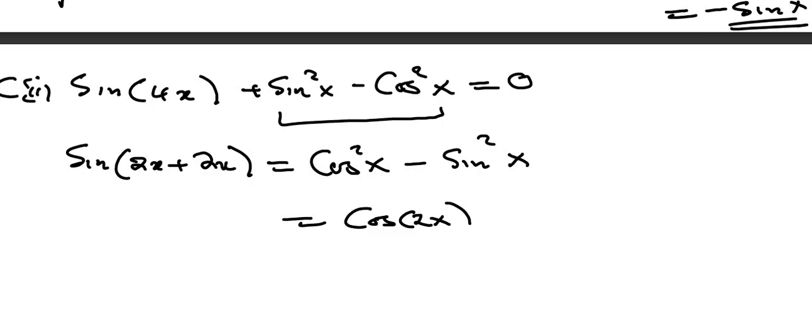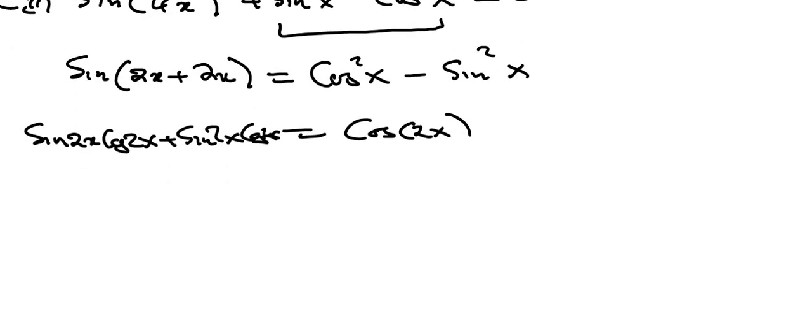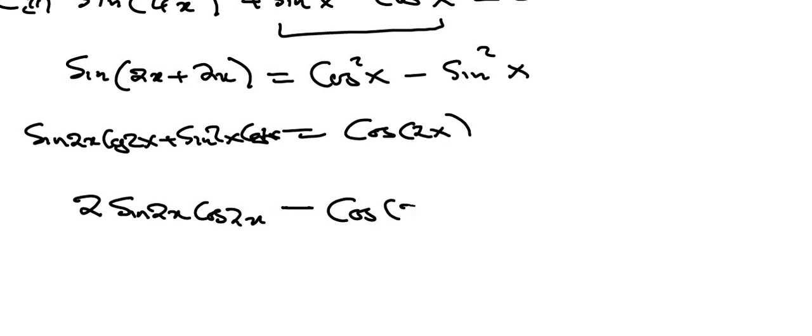Then here, this is sine 4x. So we're going to break it down to be sine 2x and cos 2x, then plus again sine 2x and cos 2x, because the angle is the same, 2x, 2x. These guys are the same. It's like 2 sine 2x cos 2x. So hope you are seeing this. Instead of saying is equal to, we bring it on the other side.